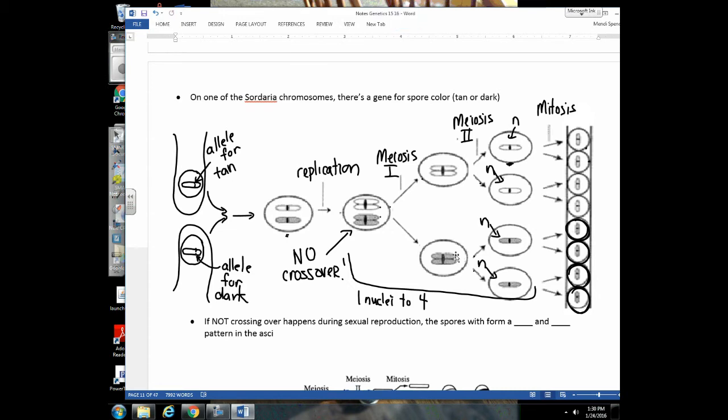Now, when you're doing this lab, you're going to have this memorized, basically. If crossover does not happen during sexual reproduction of these 2 types of fungi, then we're going to see these asci form, and they're going to have a 4 and 4 pattern. We're going to see 4 dark spores together in an asci, and there'll be 4 light. And you can see why that happens. There was no crossover. So we get the light ones all together, and we get the dark ones all together. Okay? So we're going to look for asci that look like this, and when we see them, we're going to mark them as no crossover happened.